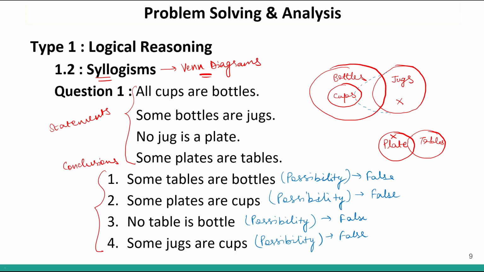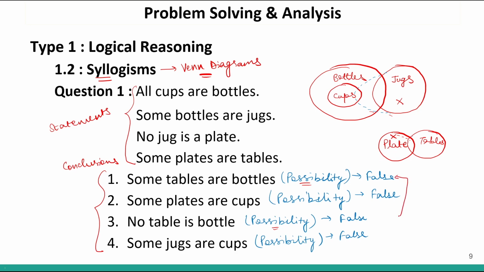Some tables are bottles. So if table was drawn like this, then some tables are bottles is correct. So this is a possibility. Similarly, no table is a bottle is also a possibility. So let's say if this chart is true, this is definitely true, then in that case, this is correct. So this is also a possibility. There could be overlapping or there could not be overlapping. Both the cases are possible.